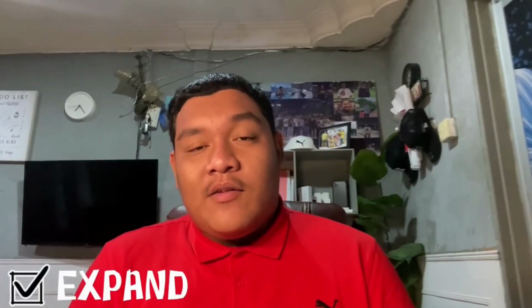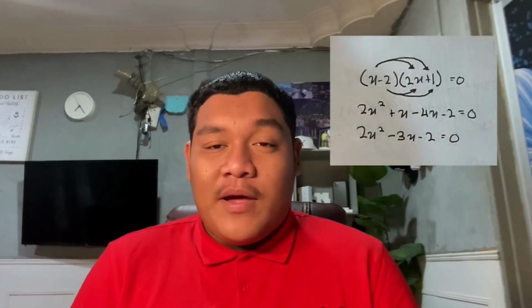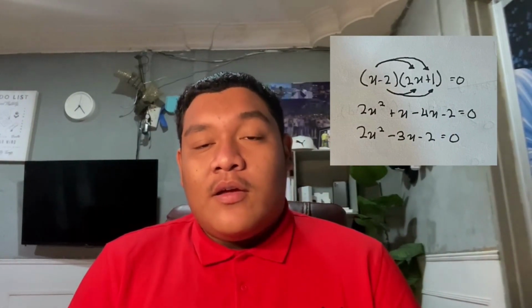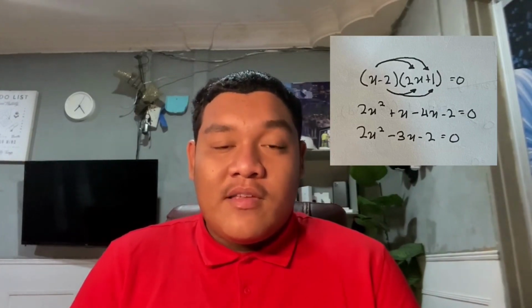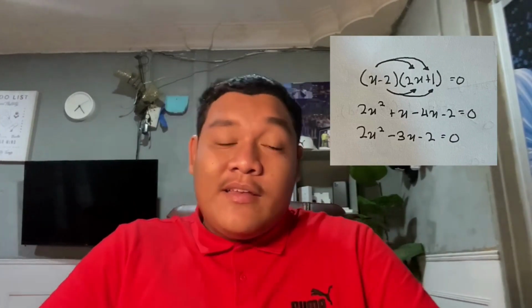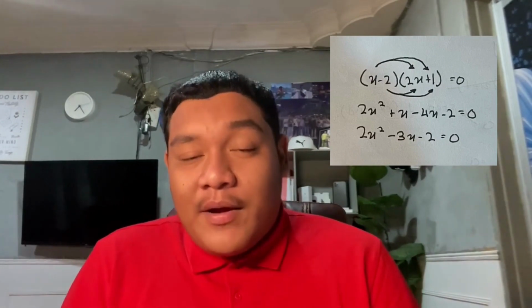Step 1, you must expand the equation given in this question. You will get 2x² plus x minus 4x minus 2. Then you arrange the equation with the same algebraic terms, and you will get 2x² minus 3x minus 2 equal to 0. Step 2, let dy/dx equal to 0 to find the value of x.